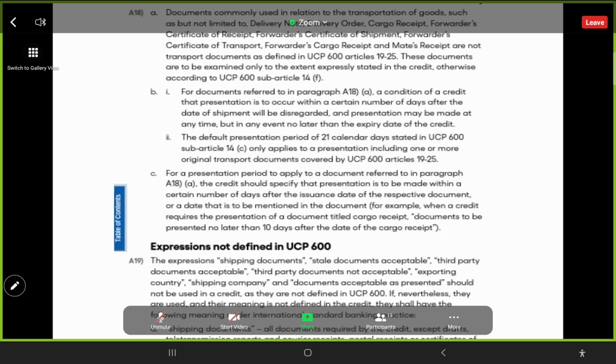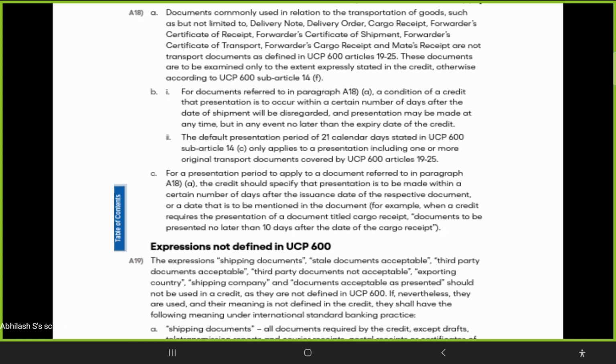Okay, for documents referred to in paragraph A18A, the condition of a credit that presentation is to occur within a certain number of days after the date of shipment will be disregarded, and presentation may be made at any time but in any event no later than the expiry date of the credit. The default presentation period of 21 days stated in UCP 600 14C only applies to a presentation including one or more original transport documents covered by UCP articles 19 to 25. So if the presentation period is counted from the shipment date, it will be disregarded, because in the first place we are not considering any of the above as a transport document. Only in a transport document, if we find a shipment date, that will be an actual shipment date for you.